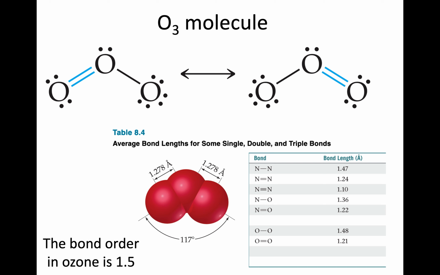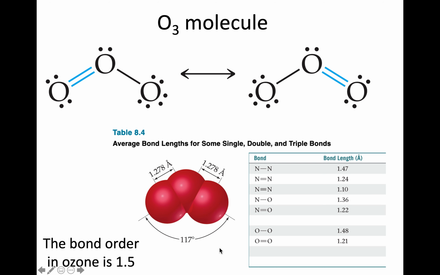Here I show the ozone molecule. A single Lewis structure does not sufficiently describe the molecule. We have two different resonance structures, and it's the combination of these which then describes the ozone molecule. What does a single Lewis structure fail to account for?